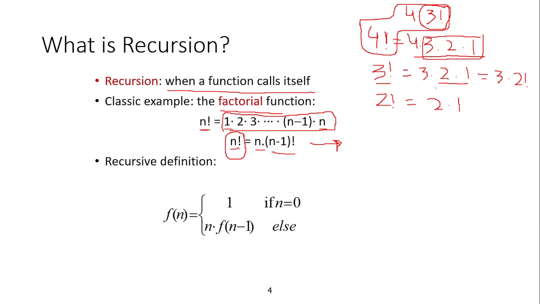So in order to find the value of the factorial function for one number, we need to find the value of the same function for another number. So that is why we need to call the factorial function again, once again. That is why we have recursion. A function needs to call itself.